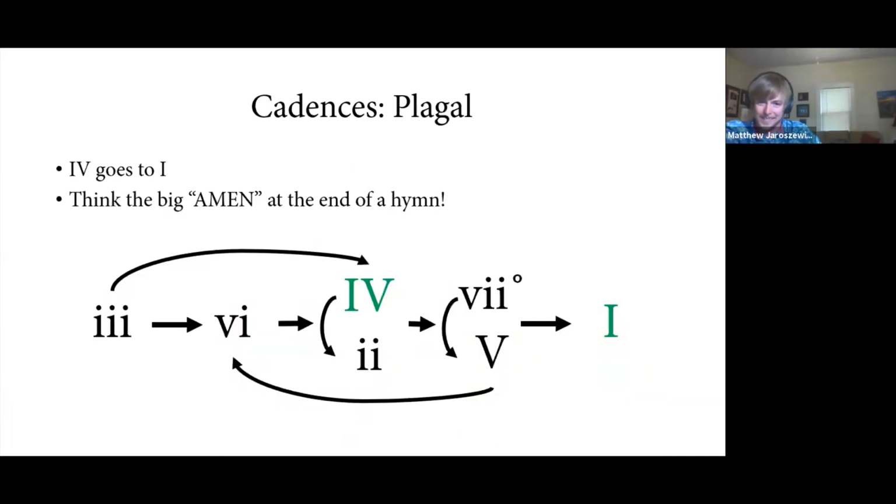Next type of cadence. Next type is the plagal cadence. And as I mentioned, the big amen at the end of a hymn is a great example of a plagal cadence. This is when, at the end of a phrase, 4 goes to 1, in what we called our plagal progression. This time it is simply the plagal cadence at the end of a phrase. You already know what it sounds like. Out of context, it sounds exactly like the plagal progression.